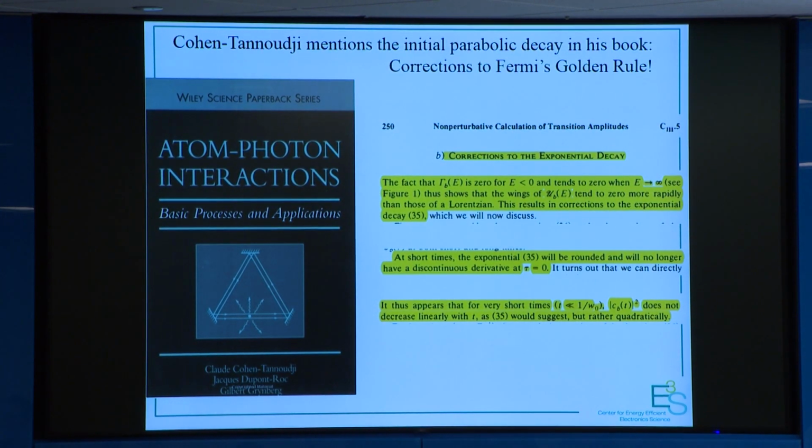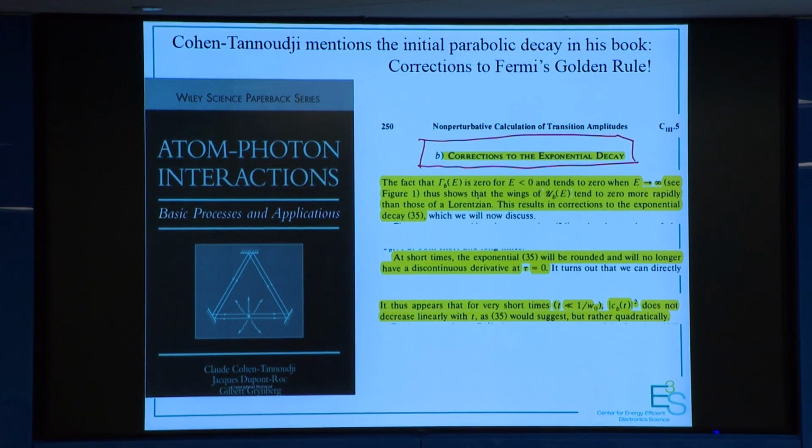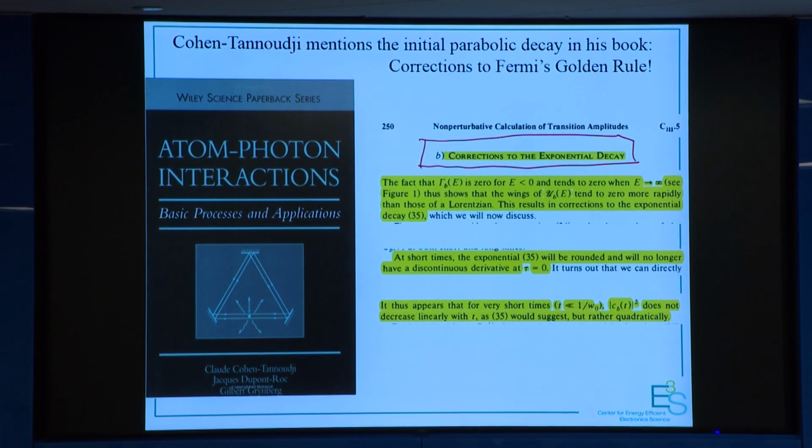But here is a book by one of the more brilliant people, Cohen-Tannoudji, okay? He is famous for his quantum mechanics textbooks. He's a true master, an atomic physicist, a true master of quantum mechanics, and also a very careful person. So he's very careful with the assumptions. And he has a section of the book, Corrections to Exponential Decay. So I go through the corrections, and I can read this, but he goes through it and says, the wings of a spectrum go to 0 more rapidly than those of a Lorentzian.